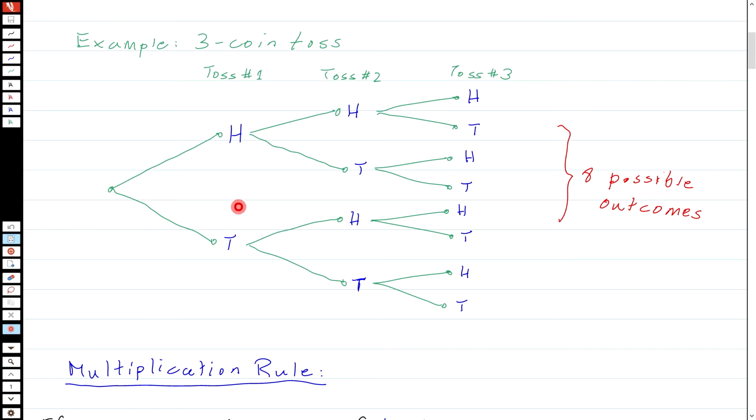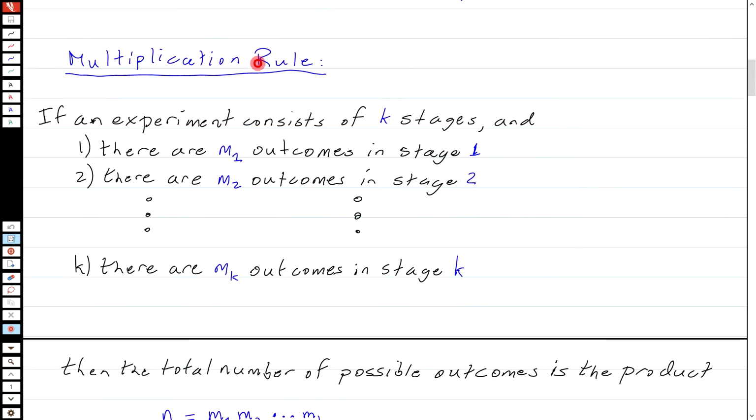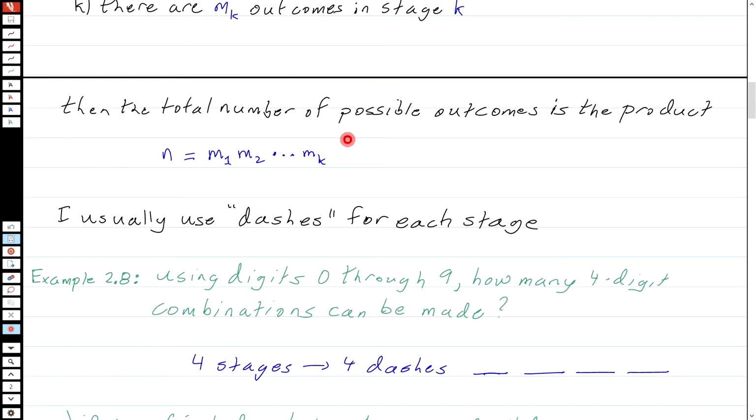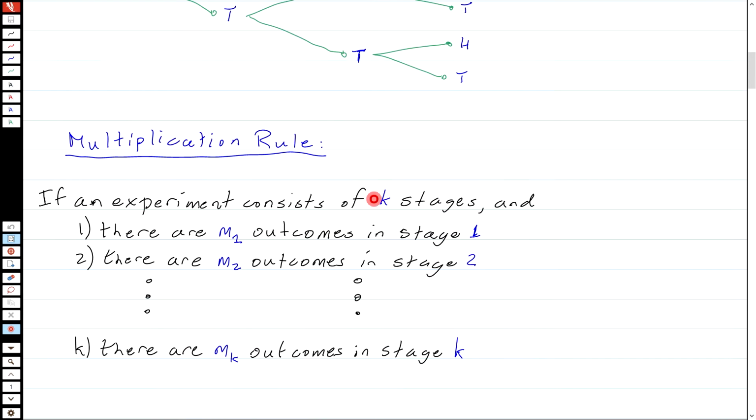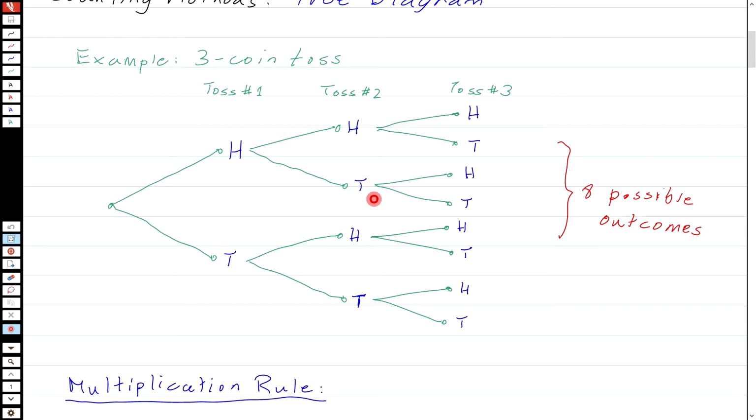We saw that back here. There are 2 possible outcomes here, and 2 possible outcomes here, and 2 possible outcomes here. So 2 times 2 times 2 gives us the 8 possible outcomes for the 3-coin toss. I usually show this using dashes for each stage. So if I go back up here, each of these stages, there's stage 1, toss 1, toss 2, toss 3, and they've each got 2. So I just show dashes for each stage, put the number of possible outcomes in each stage on top of the dash, and then multiply them all up to get the total number of possible outcomes.